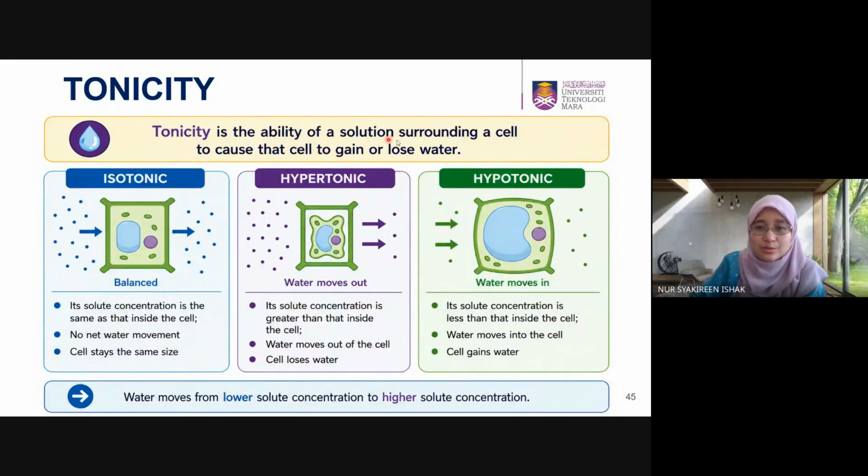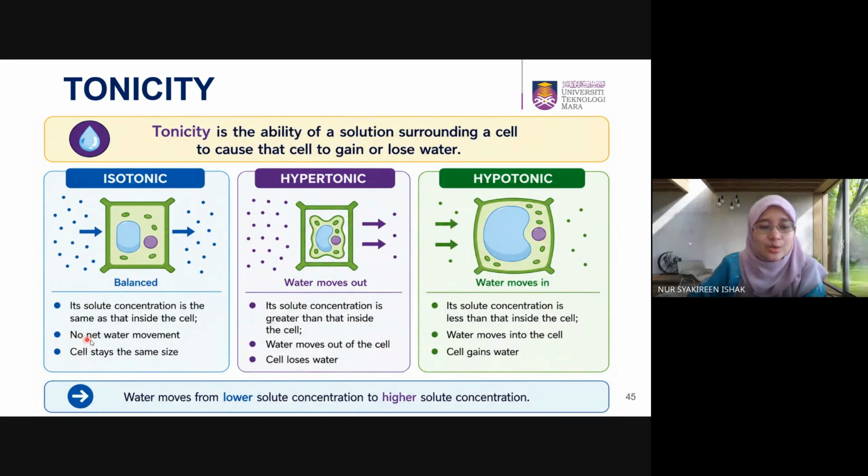The ability of a solution surrounding a cell. So this is a cell, and this cell is in a solution. The solution can be isotonic. What is an isotonic solution? A solution having a concentration that is the same as inside that cell. Then we have hypertonic solution and hypotonic solution. For this first one, isotonic solution, the solute concentration is the same as inside the cell. Same, iso. So it says here no net movement of water.